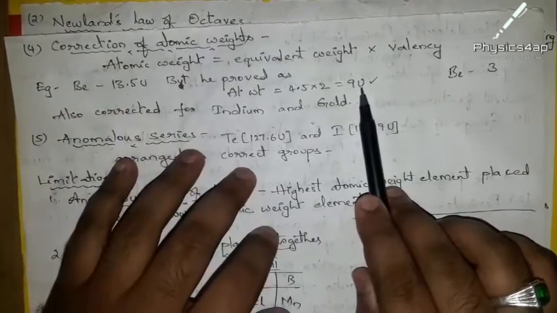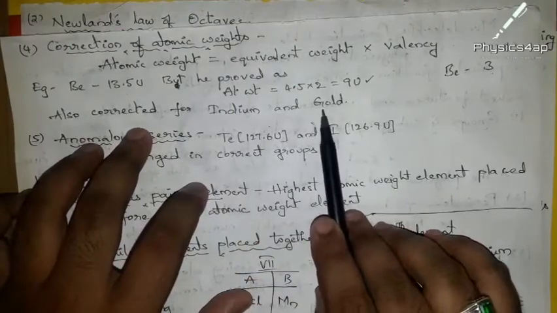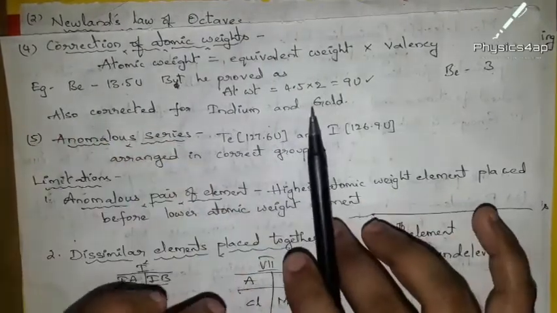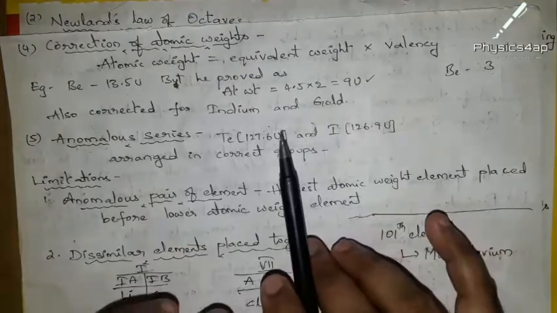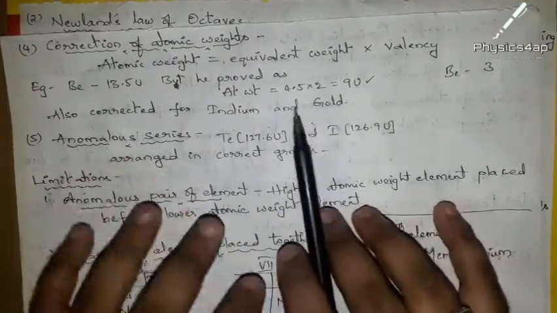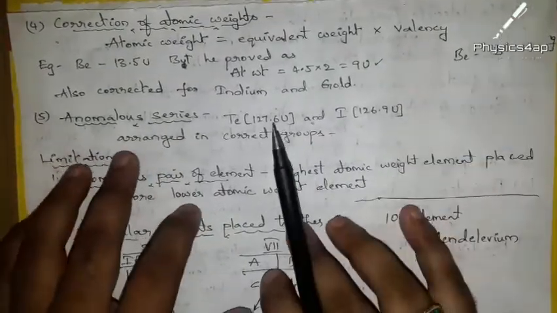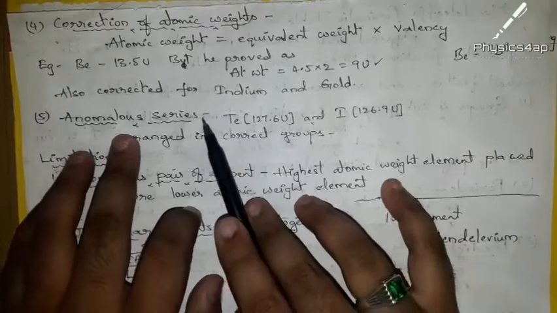He also corrected the atomic weights for indium and gold. Not only indium and gold, some other elements were also corrected by Mendeleev, and they were placed in the correct position in the Mendeleev periodic table. Now coming to another salient feature, which is the anomalous series.